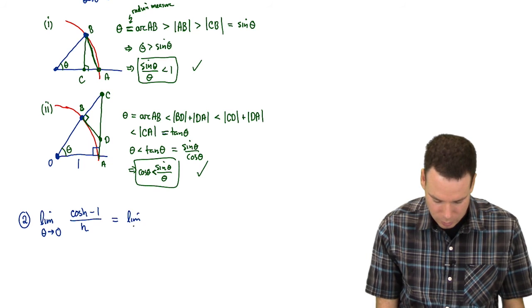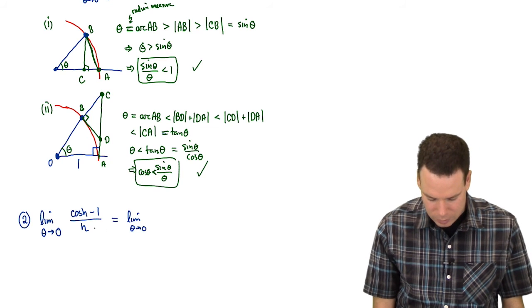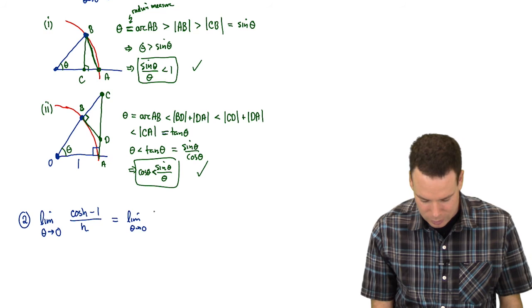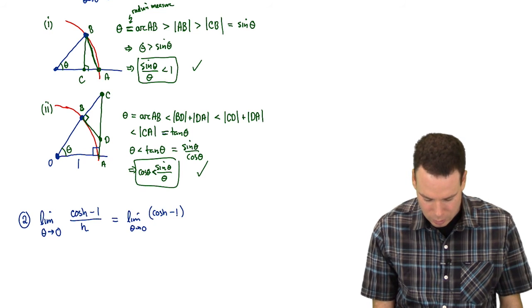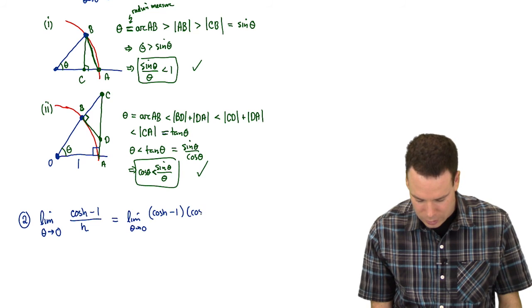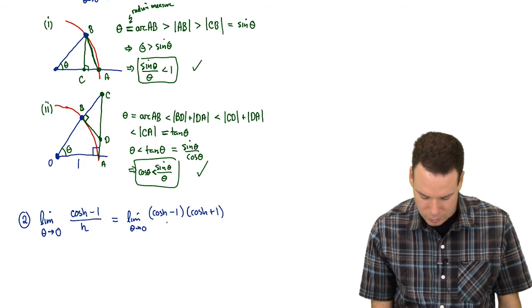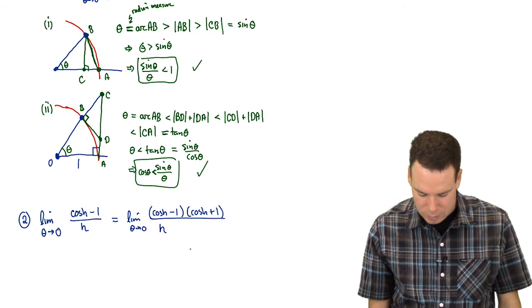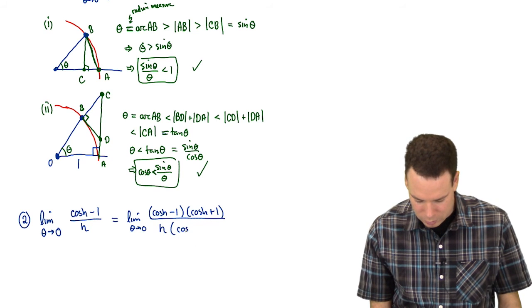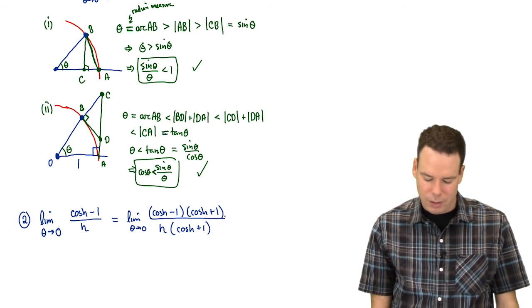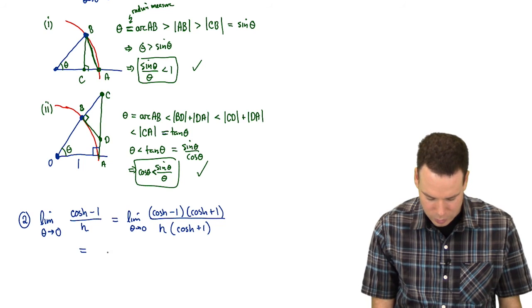So what I'm going to do here is say, well, I'd really like there to be a sine up top. So I'm going to multiply cosine of h minus 1 by cosine of h plus 1. And if I do that to the top, I'm also going to have to do that to the bottom.